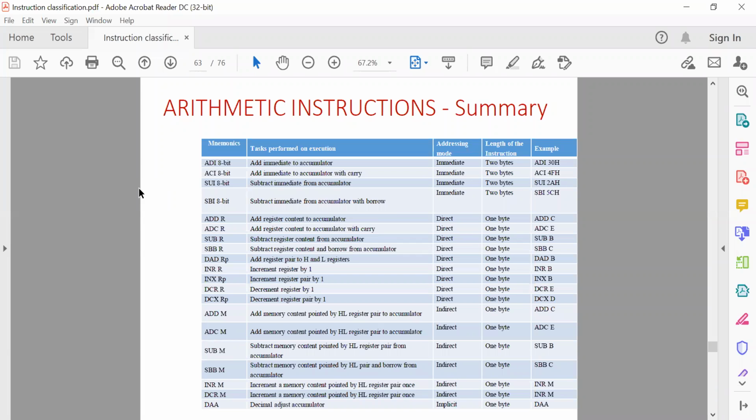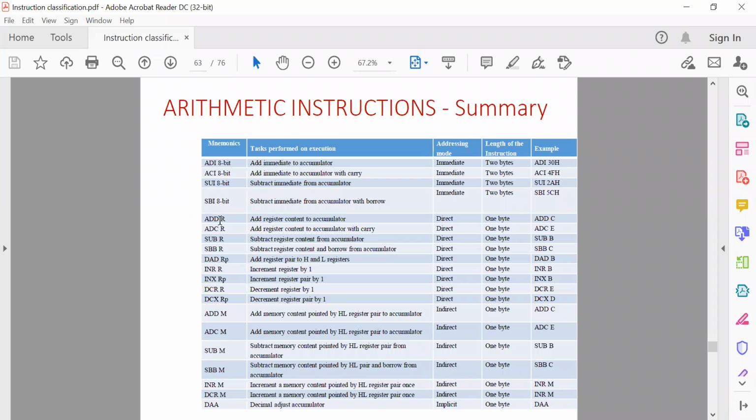Okay, so arithmetic instructions. You know what the arithmetic instructions are? The operations are add, subtract, increment, decrement, addition with carry, subtraction with borrow, addition of particular data to any register content, subtraction of particular data from any register content, and comparison. So these are the arithmetic operations, and instructions can be written in this way.